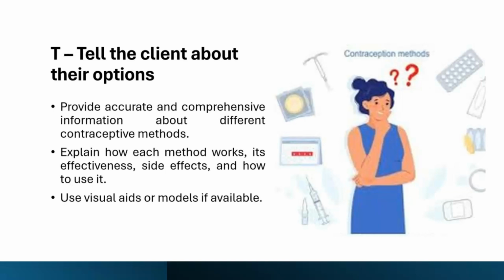Then T stands for tell the client about their options. We have to provide accurate and comprehensive information about the different contraceptive methods which are available. We also explain how each method works, its effectiveness, the possible side effects, and how to use it. We have to tailor the information according to the woman's needs and situation, and we can also use visual aids or models if required to explain the various family planning methods.